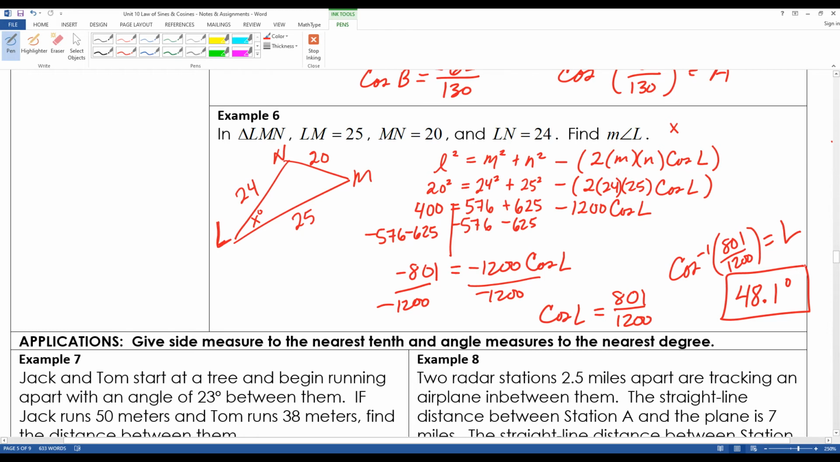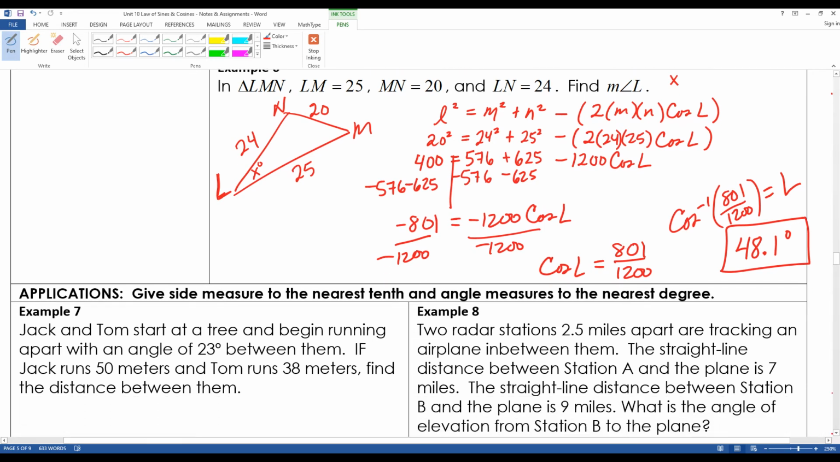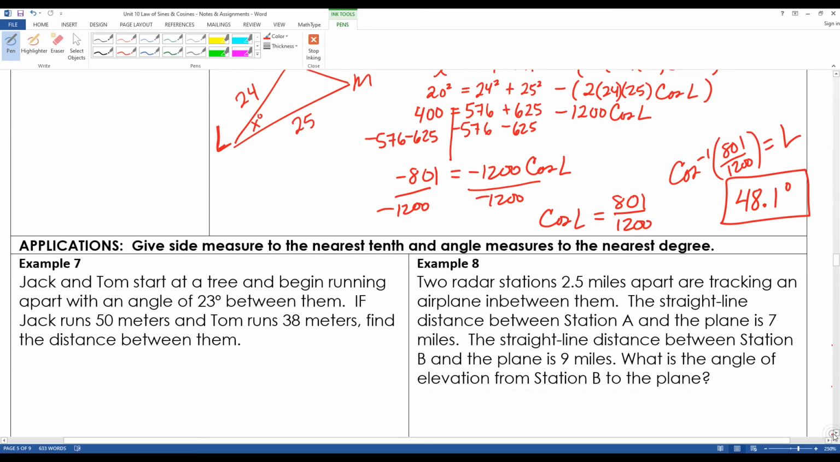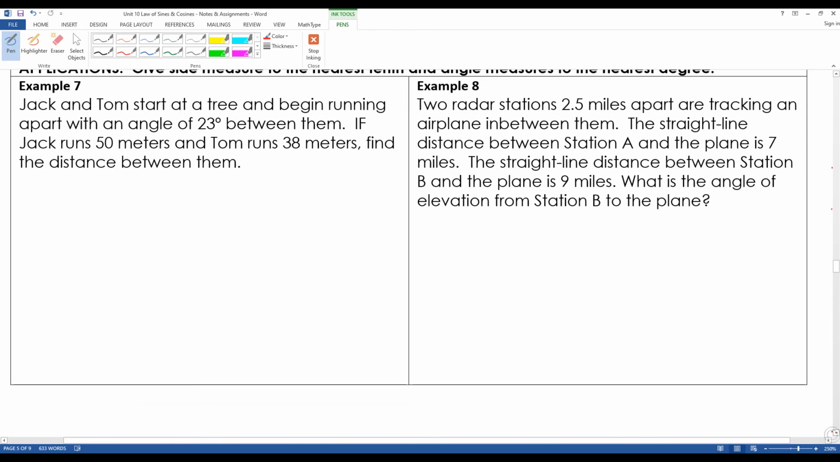Beautiful. Okay, what else we got down here? Let's get there. Okay, so this is page 5. Okay, applications.